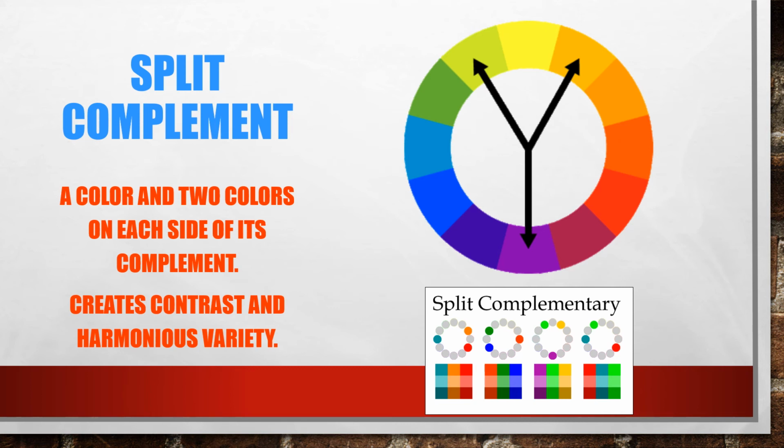That's how you get that harmonious variety, because yellow-green and yellow-orange are related to each other, but then violet is a completely opposite color. Another example of a split complementary color scheme would be blue, yellow-orange, and red-orange. Make sure that you create examples for each of the spaces of a split complementary color scheme.